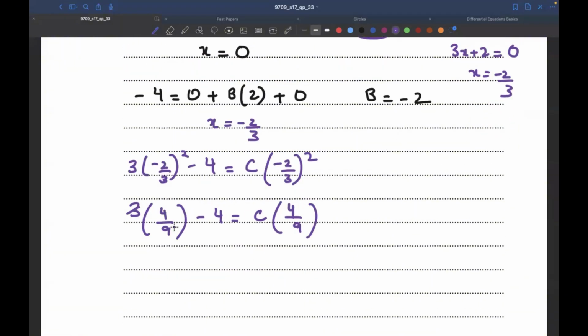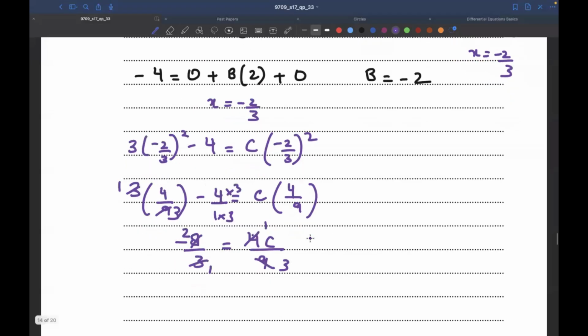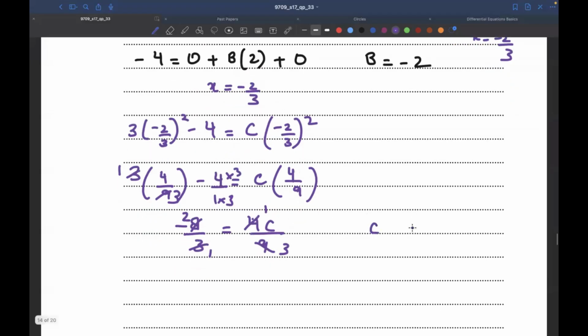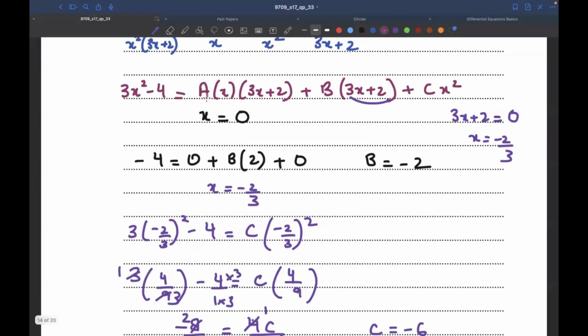The first step will simplify the left hand side. So this is 4 upon 3 minus 4. So that will become 4 minus 12 upon 3. So 4 minus 12, that is minus 8 upon 3 is equal to 4c upon 9. Now, if we cross multiply, but we can simply cancel out like this as well. So the 4 cancels, and 9 divided by 3 is 3, and 3 times 2 is 6. So the value of c will be equal to minus 6. And finally, to find the value of a, the remaining constant, we can assume any value of x.